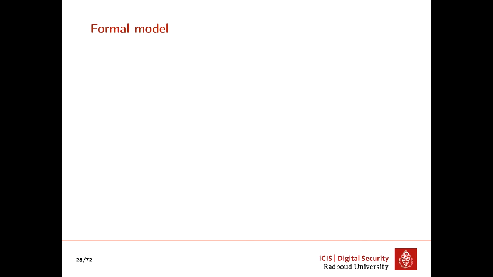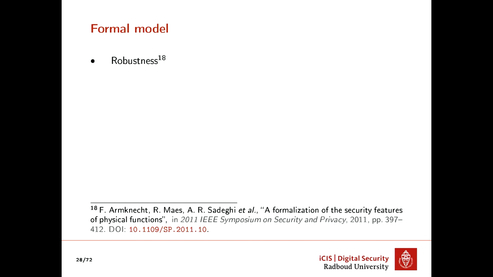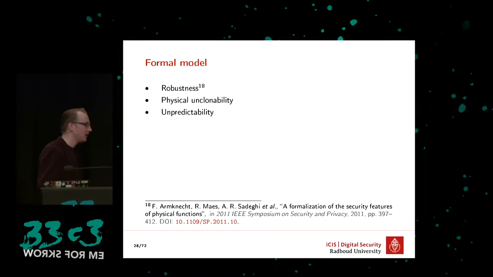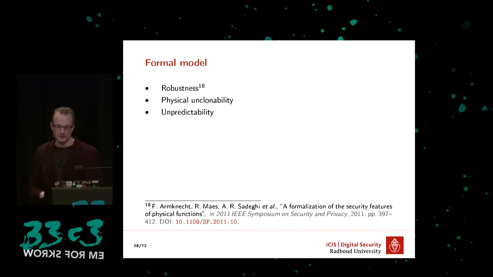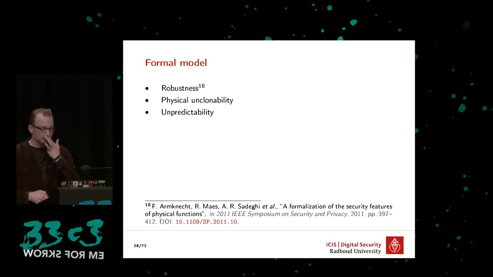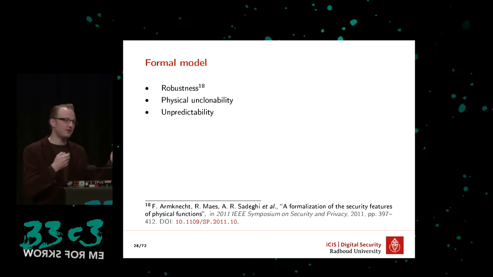Then in 2011, a formal model was proposed. What do we really need from PUFs? First, we need robustness. Across evaluations, we need the same response. We need physical unclonability. It really shouldn't be possible to clone these things. And we need unpredictability. Now, these two are potentially at odds, so we'll get into that at the final slide, I think. And since 2001, there have been a lot of proposals and attacks on PUFs.